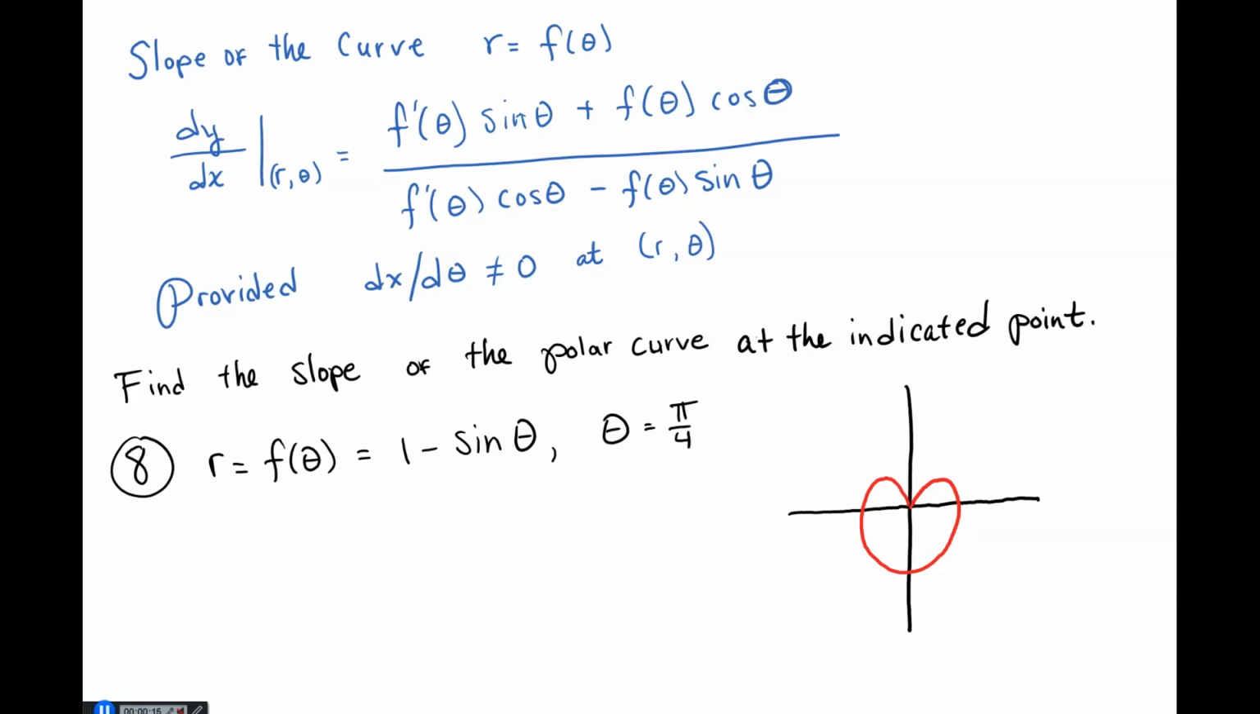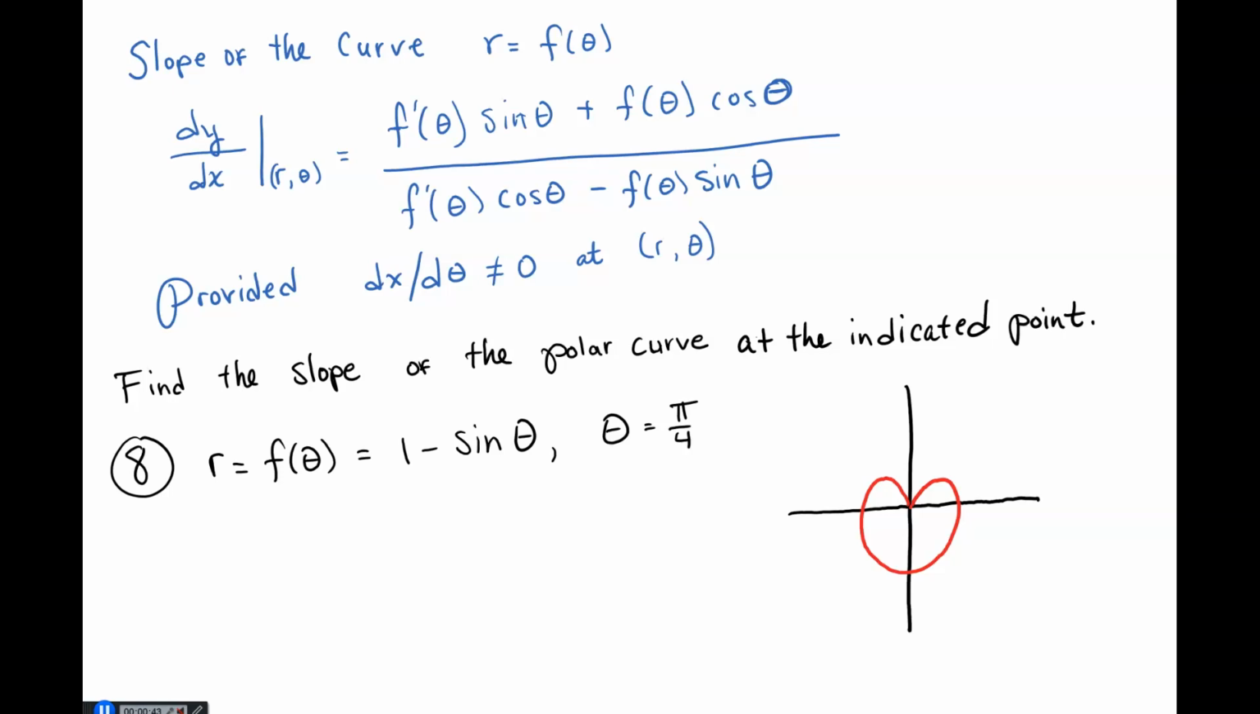So we're looking at a formula here, and it says to find the slope of the curve r equals f of theta, to find dy/dx of r(theta), what you should do is take f prime of theta, multiply it by sine, then add f of theta multiplied by cosine, divided by f prime of theta multiplied by cosine minus f of theta times sine. And of course, this all works provided that dx/d theta is not equal to 0 at the point r(theta).